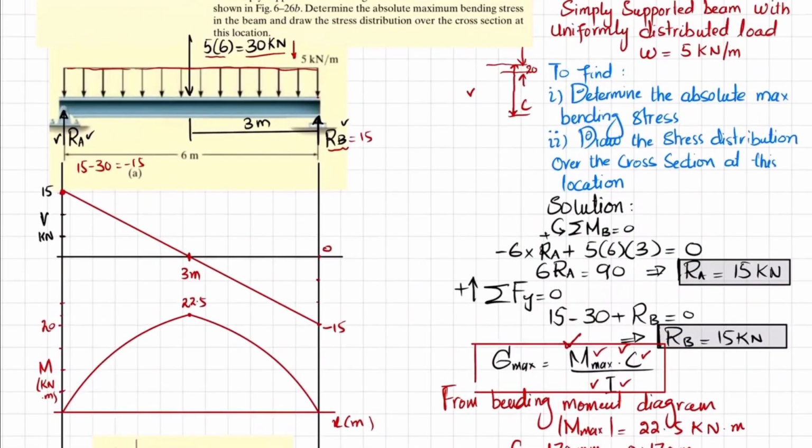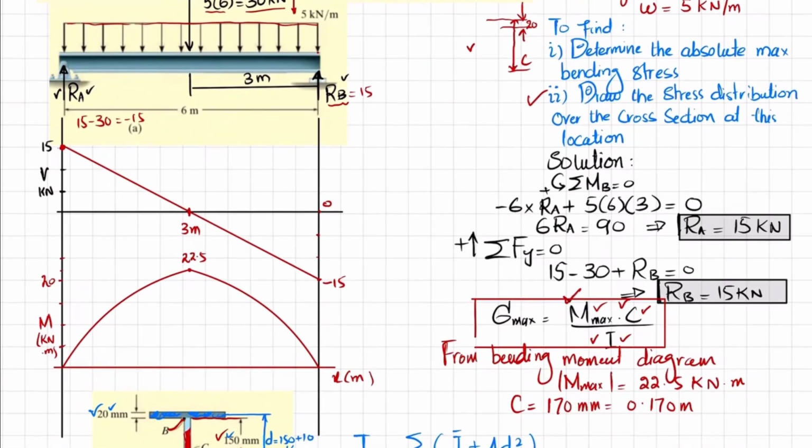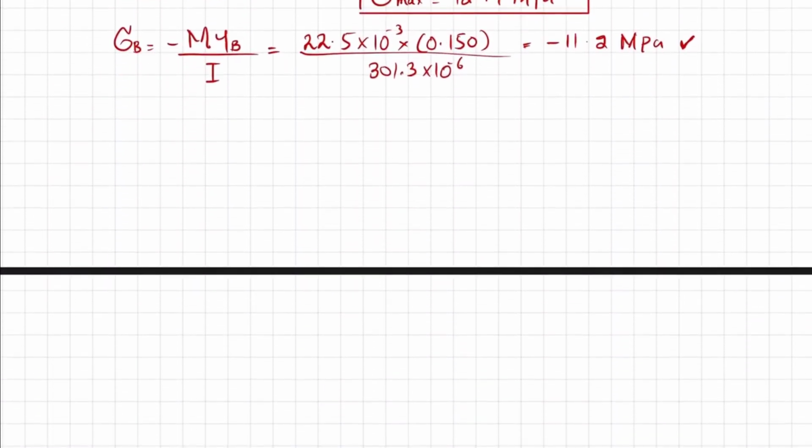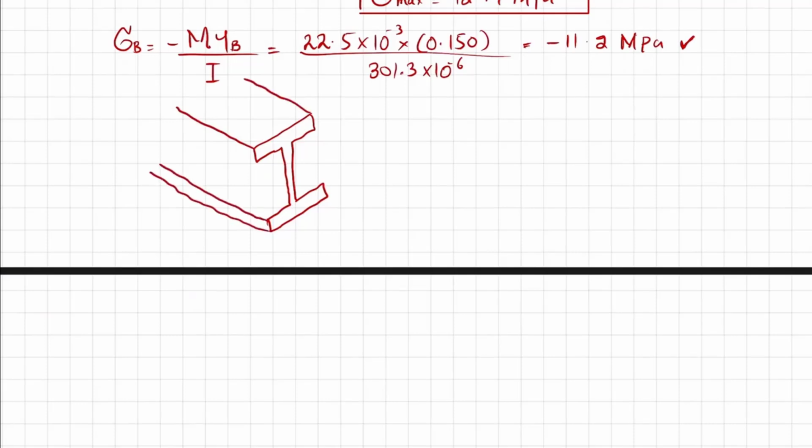Now we will do our next part, that is, draw the stress distribution over the cross section. For that I have to draw the cross section, so let me draw it roughly. So this is the beam, and this is your horizontal axis, and the axis that is outside is this one. So this is your neutral axis, NA.